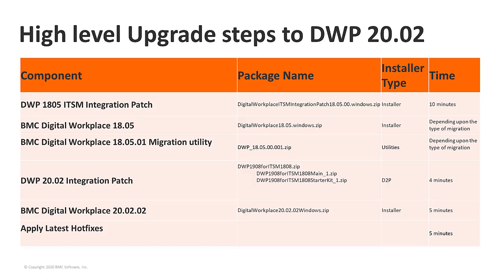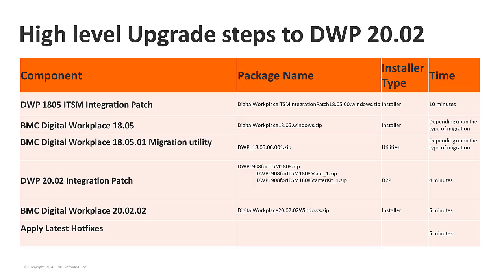Second, the next step is to upgrade the digital workplace to 1805, and the installer time will vary depending upon the option you choose for the data migration. As I explained earlier, if you take care of the migration as part of post install, the install finishes in less than 15 minutes and it lays down the binary and creates a brand new blank DWP database.